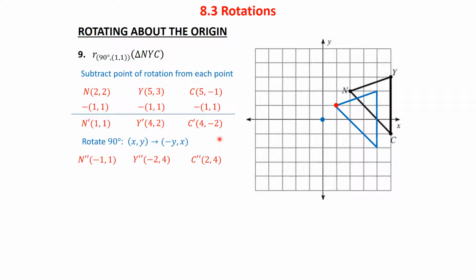So I'll do that for each point. I take my point N, which is at (1, 1). I switch their coordinates and then multiply the first by a negative, giving me (-1, 1). Same here for Y. I'm going to switch their coordinates from (4, 2) to (2, 4) and multiply that front one by a negative. In C, I want you to notice that when we switch our coordinates, I go from (4, -2) to (-2, 4).